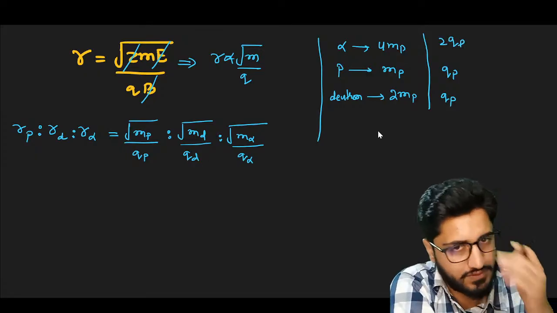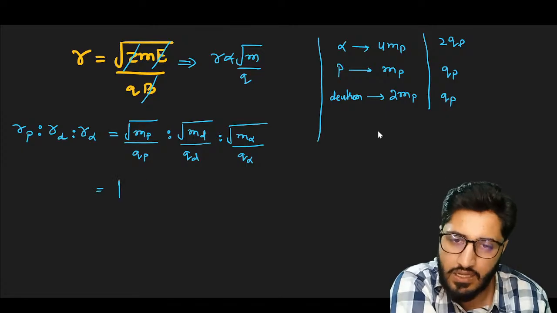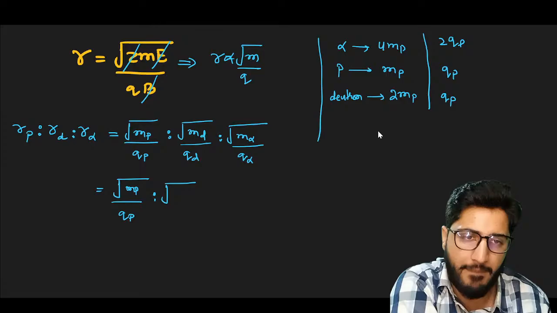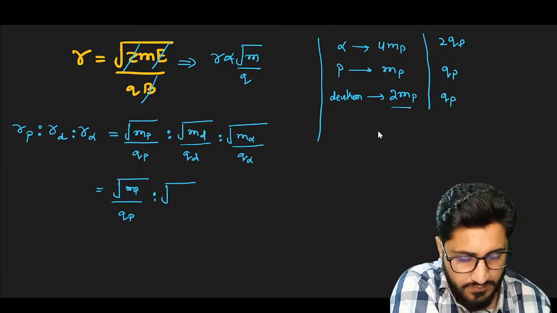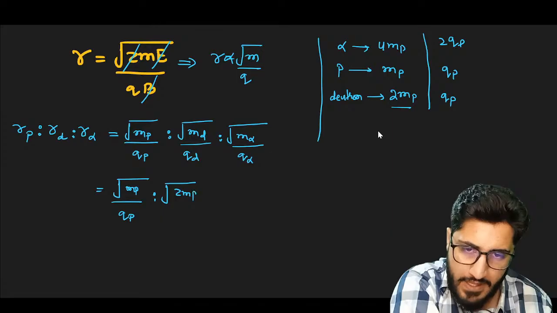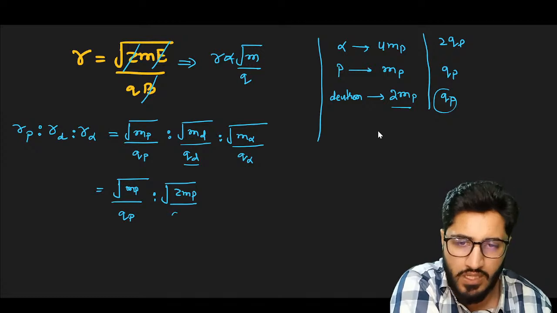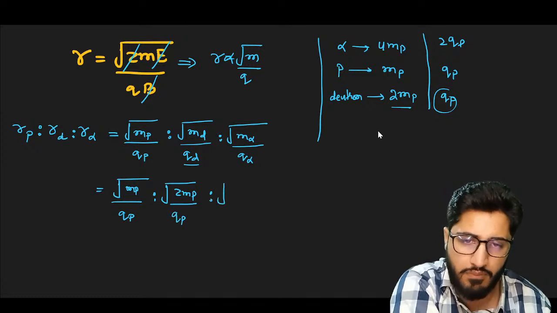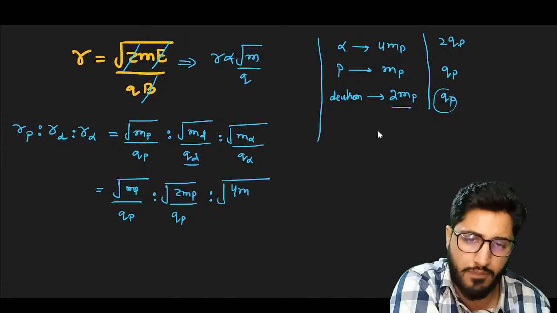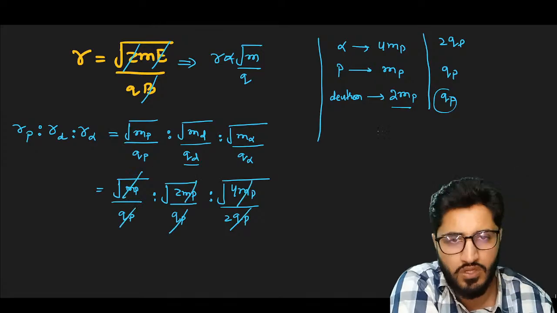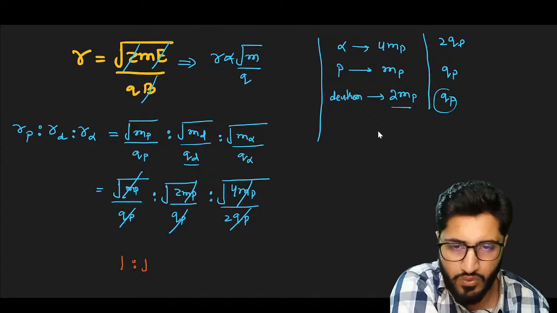Now place these values. I can write under root of mp by qp, then under root of md, where md is the mass of the deuteron, that is 2 mp, divided by the charge of the deuteron, that is qp only. Then the mass of the alpha particle, 4 times the mass of the proton, divided by 2 times the charge of the proton. qp cancels out, mp cancels out. So I guess my answer is 1 is to root 2.